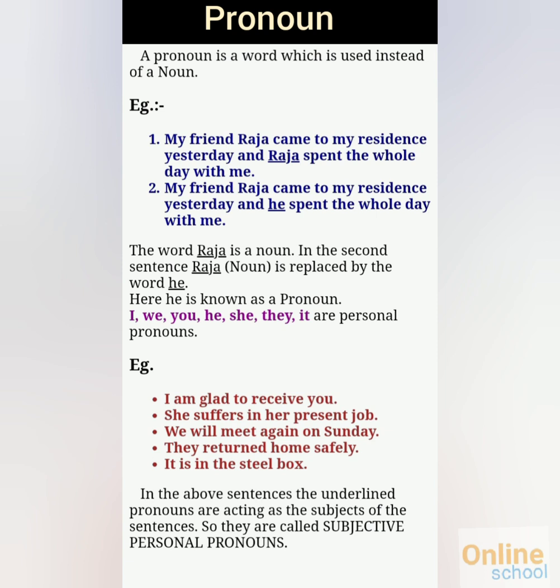The word Raja is a noun in the first sentence. In the second sentence, Raja is replaced by the word he. Here he is known as a pronoun. So we can say I, we, you, he, she, they, it are personal pronouns.